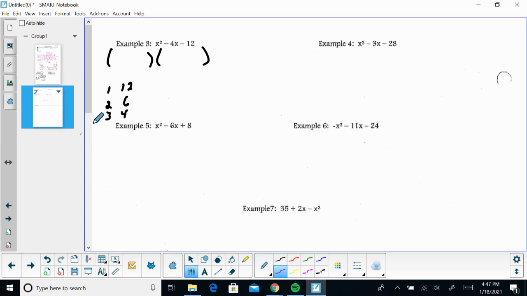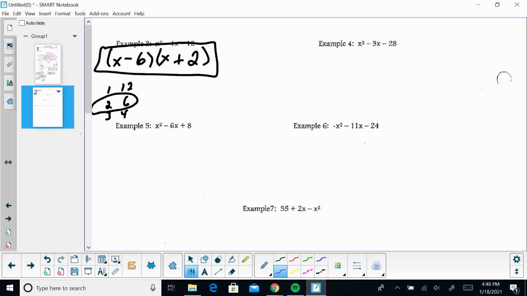What can I do with a set of these numbers to get me a negative 12? That means one of them has to be negative and the other positive, okay? But I also need them to add to negative 4. So which one could I do that with? How about the 2 and the 6? I could do a negative 6 and a positive 2, right? Negative 6 times 2 would get me negative 12, and negative 6 plus 2 is negative 4. This would be my factored version.